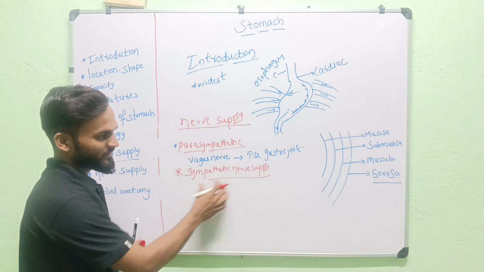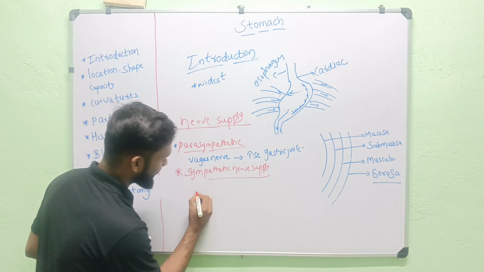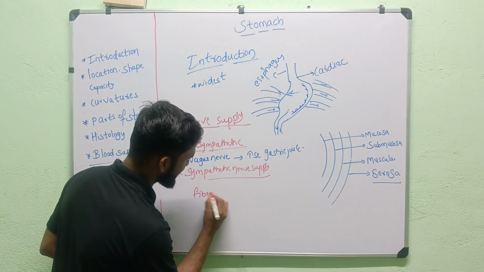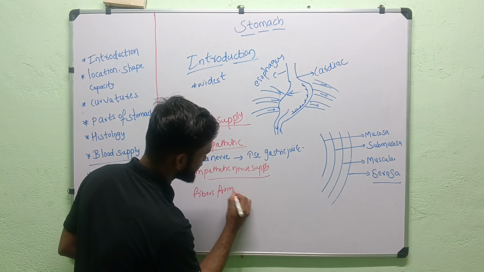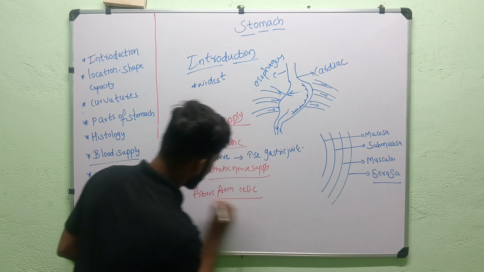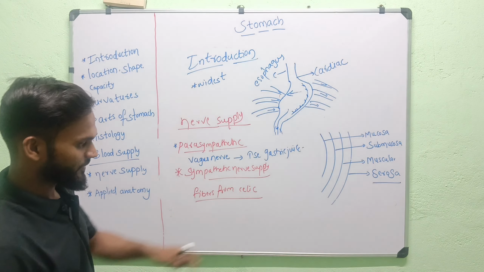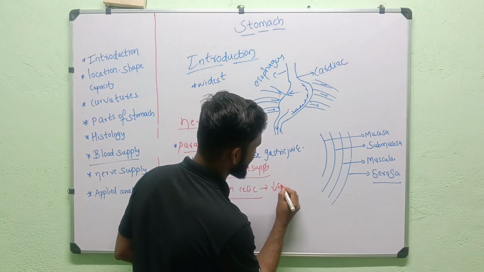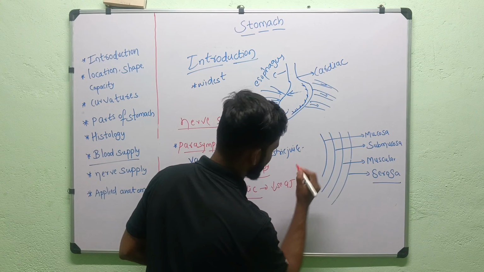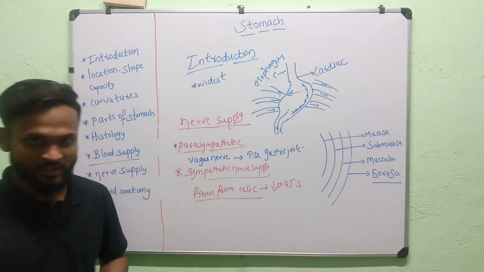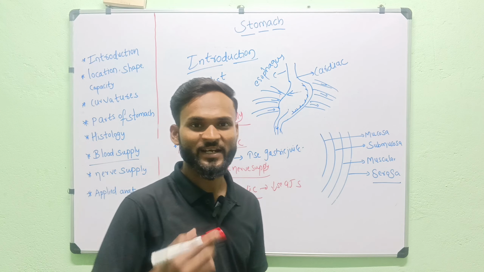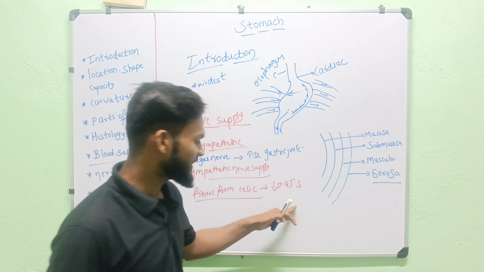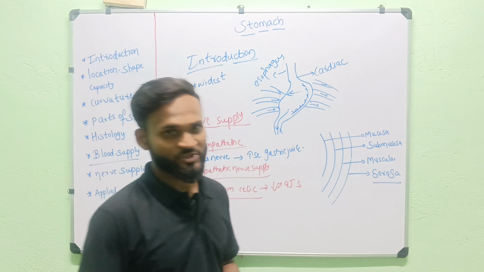And the sympathetic nerve supply is done by fibers from your celiac. The fibers which originate from the celiac are going to decrease the gastric juice secretion. Also, they are going to decrease the peristaltic movement of the stomach. It means they are going to slow down the digestion.